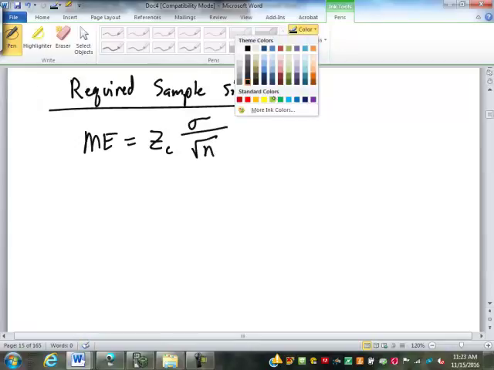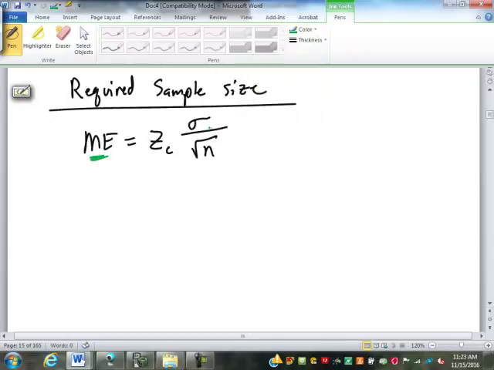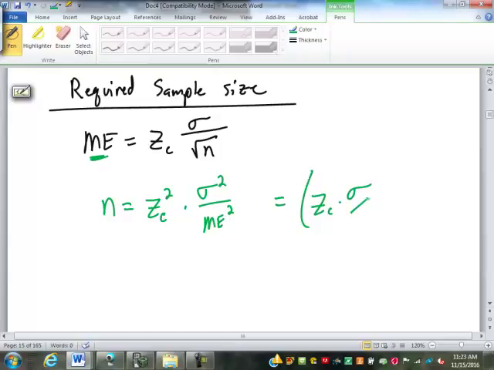So z-critical times the population standard deviation divided by the square root of n. Well, if I want this margin of error to be below a certain size, I can control that with the size of n. So if I do the algebra to solve this for n, I have to multiply by n, divide by the margin of error, and then square everything. And that required sample size is z-critical squared times population standard deviation squared over the margin of error squared. Or I could look at it as being z-critical times the standard deviation divided by the margin of error and then all that squared.